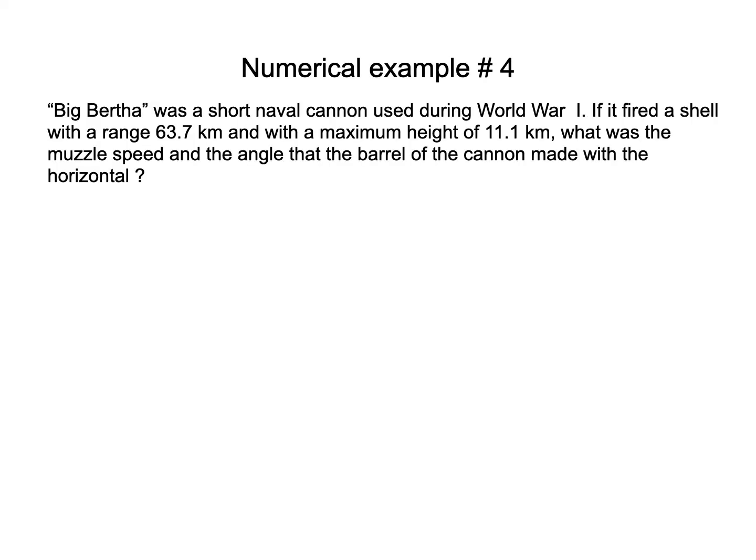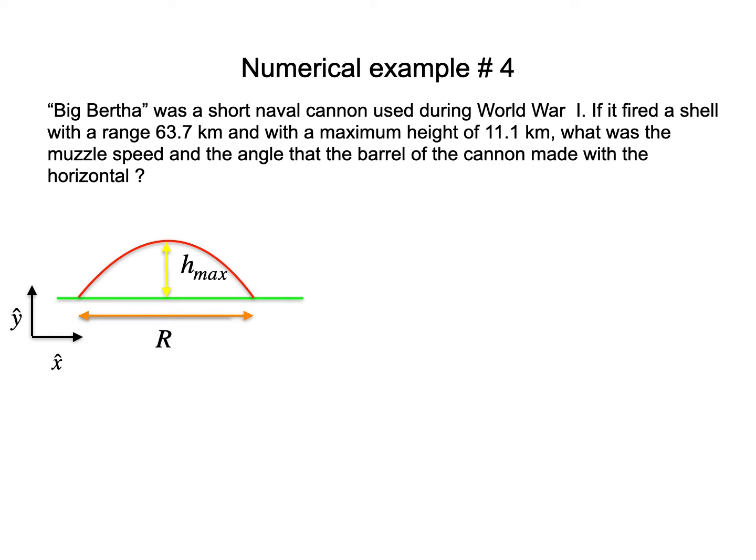This final numerical example involves motion over a flat terrain and looks like this. We are given the maximum height and the range. We are interested in evaluating the initial velocity that leads to such a trajectory. The givens are the range and the maximum height. We will work with the time interval where the initial time is at the firing and the final time is when the shell reaches its maximum height.